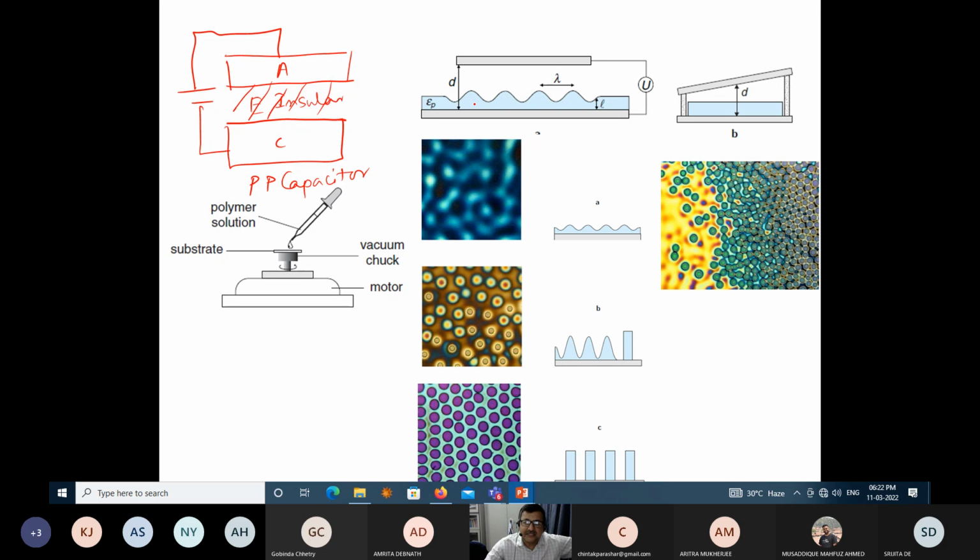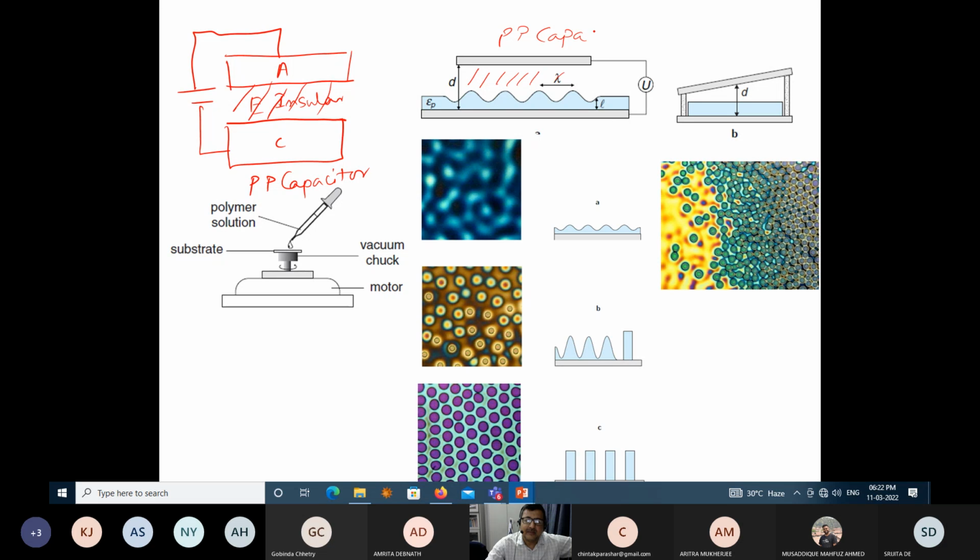So I'm just changing the configuration a little bit. Rather than keeping only polymer, I am keeping two dielectric layers. Air is there, and then there is this polymer solution, and then I have two electrodes. And I'm applying an electric field. This is again a parallel plate capacitor.